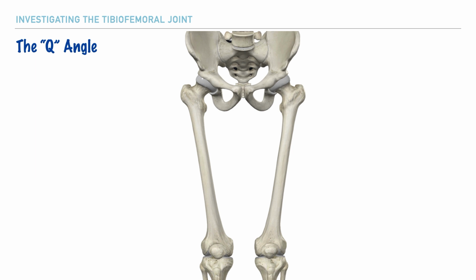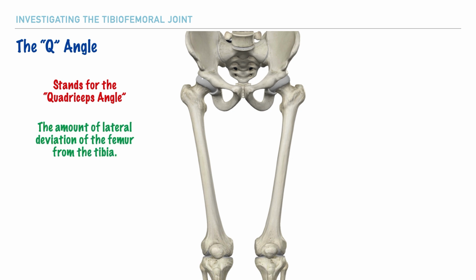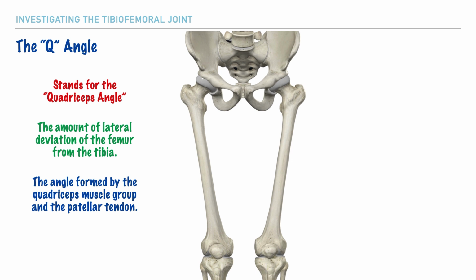As we continue investigating the knee joint, we'll notice that the femur projects downward at a slanted angle to meet with the tibia, and it's because of this that the medial condyle of the femur is slightly larger than the lateral condyle. The way we refer to this anatomical alignment is by the name Q angle, which stands for the quadriceps angle, and it represents, as we described earlier, the amount of lateral deviation of the femur from the tibia. And perhaps an alternative definition makes even more sense. We could also say that it is the angle formed by the quadriceps muscle group and the patellar tendon.